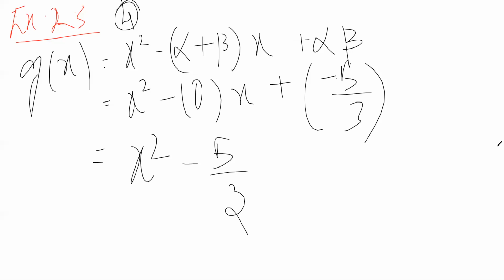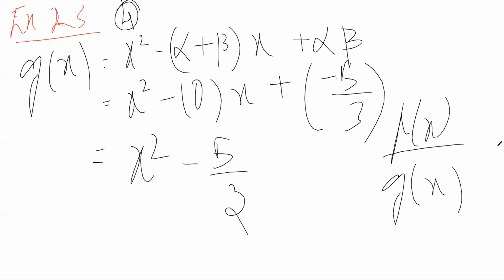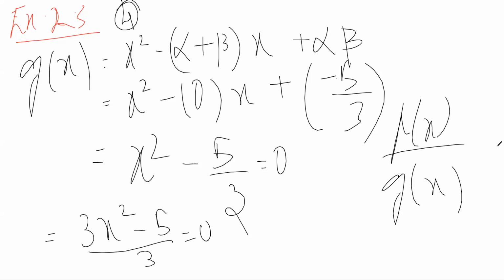Now you should divide p of x by g of x. While dividing, anyway we are going to find the 0. Therefore, you equate this also to 0. Then you take LCM: 3x square minus 5 by 3 is equal to 0, which will become 3x square minus 5. Okay. So therefore, this is g of x.